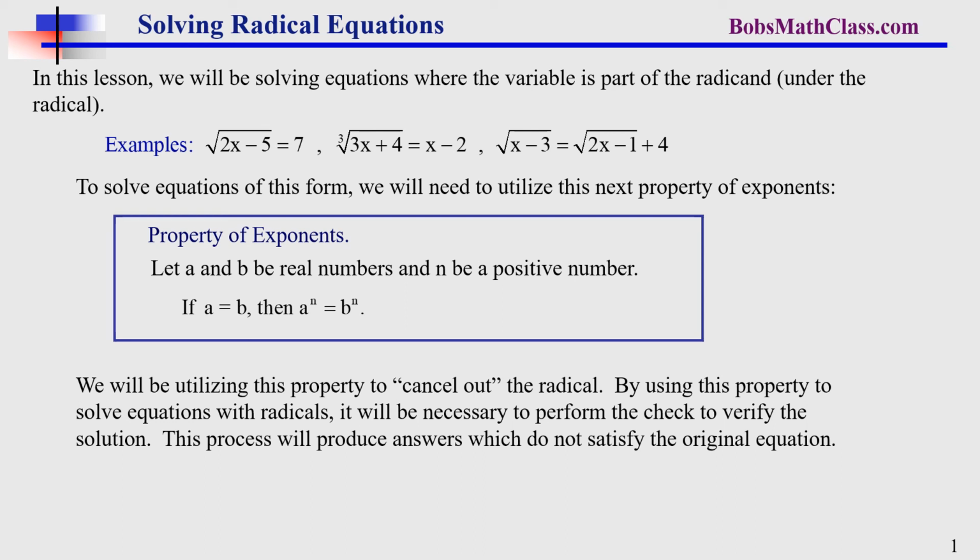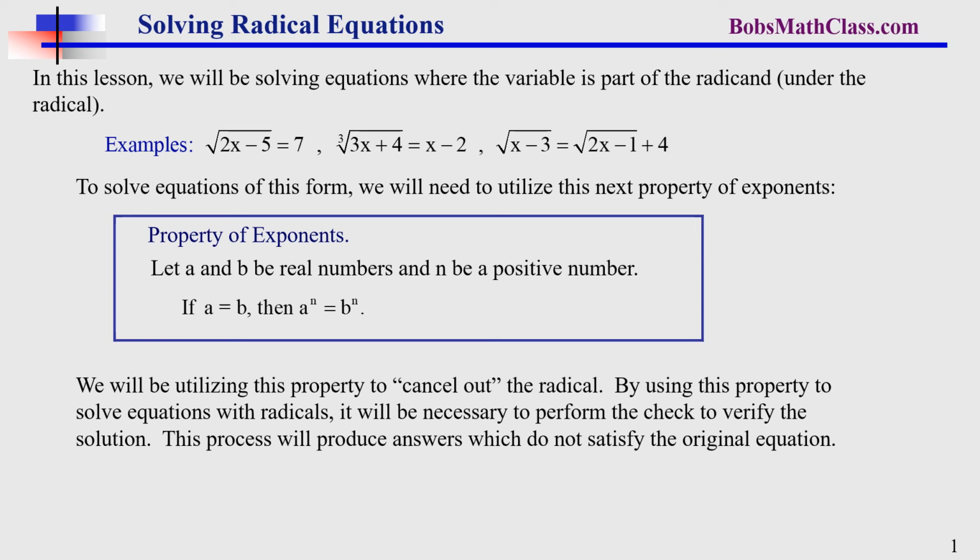Here are some examples of radical equations. The square root of 2x minus 5 equals 7. The cube root of 3x plus 4 equals x minus 2. This last one has a square root on both sides of the equal sign: square root of x minus 3 equals the square root of 2x minus 1 plus 4. That last one's a little bit of a challenge to solve, but it'll be fine.